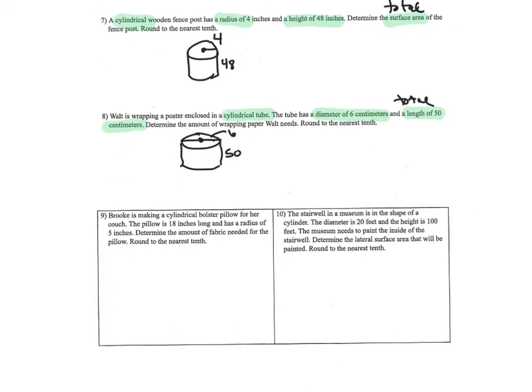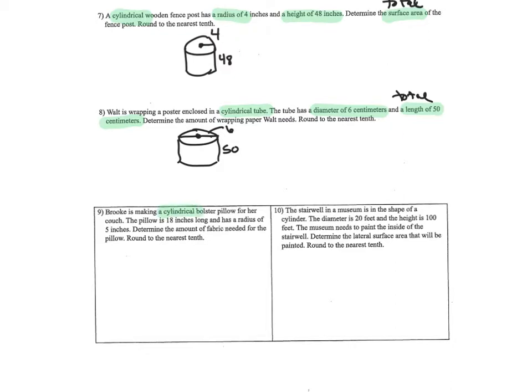On the bottom, Brooke is making a cylindrical bolster pillow for her couch. The pillow is 18 inches long and has a radius of 5 inches. Determine the amount of fabric needed for the pillow. Okay, if you're going to make a whole pillow, total. Cylindrical pillow. It's 18 inches long. The radius was 5 inches.